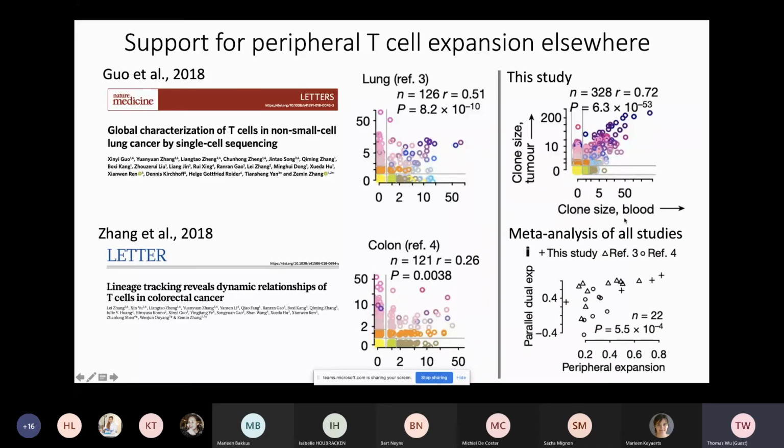And we did a meta-analysis of all these studies where we measured by one measurement the extent to which you had parallel dual expansion. This actually was measured by the amount of correlation across to the diagonal for each of the patients. And you measured the extent of peripheral expansion, as we measured in the previous slide. You see this relationship. It's not a linear relationship, but still, when you had a large amount of peripheral expansion, you also saw a lot of parallel dual expansion in the tissue. So there's a relationship between the periphery and the tissue, and it holds across all three studies.